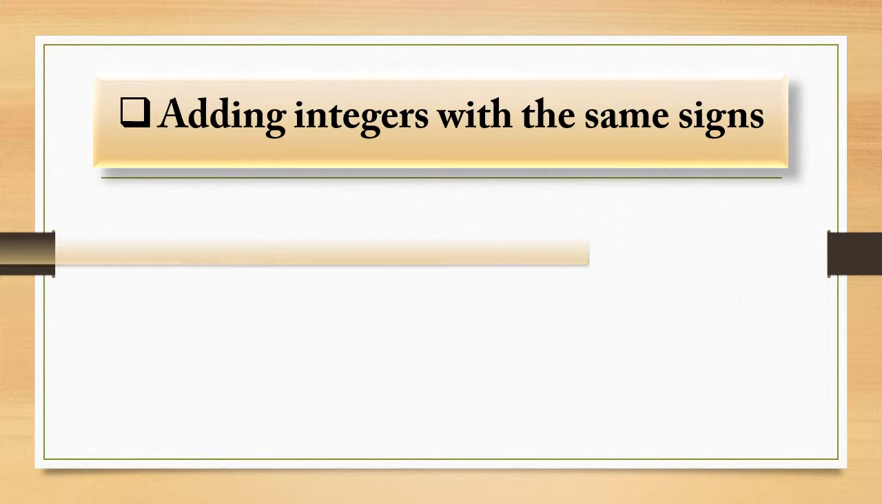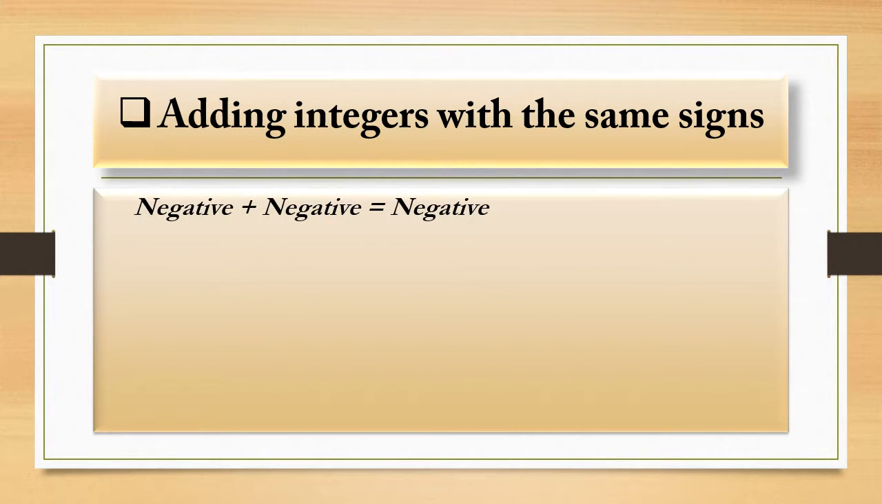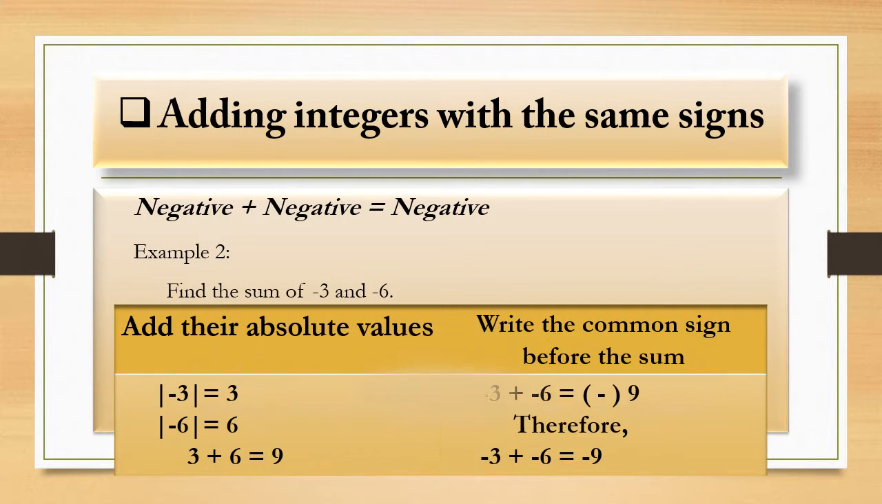Now, when we add two negative integers, the sum must also be negative. For example, find the sum of negative 3 and negative 6. We first add their absolute values, so the absolute value of negative 3 is 3 and the absolute value of negative 6 is 6. When we combine their absolute values, we get 9.